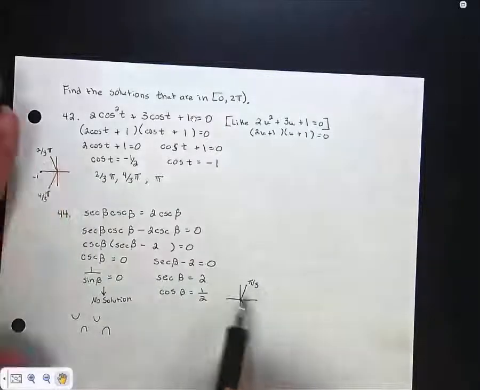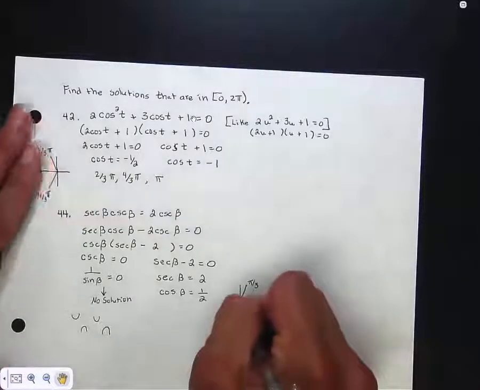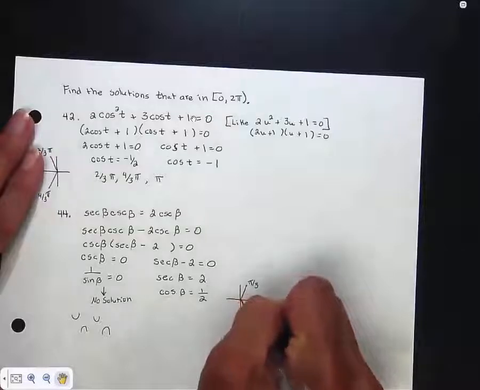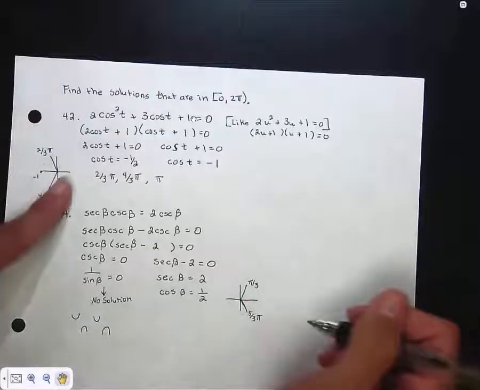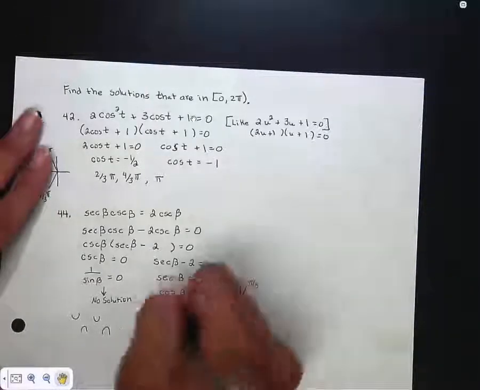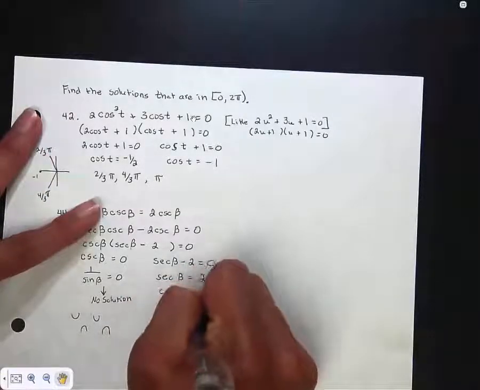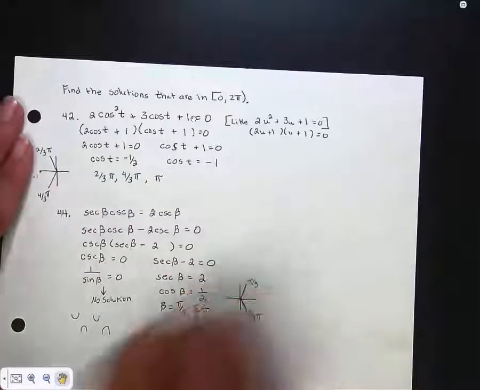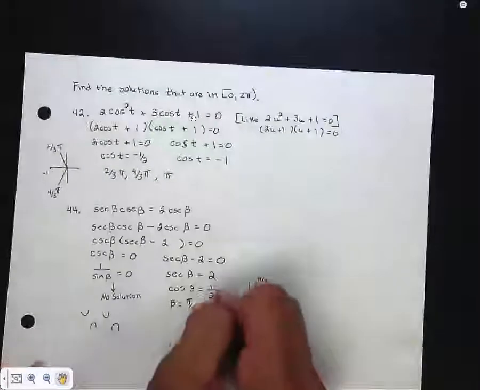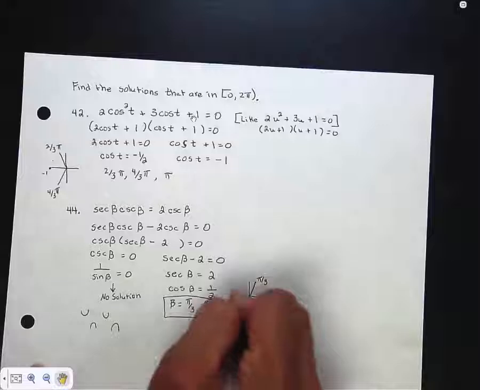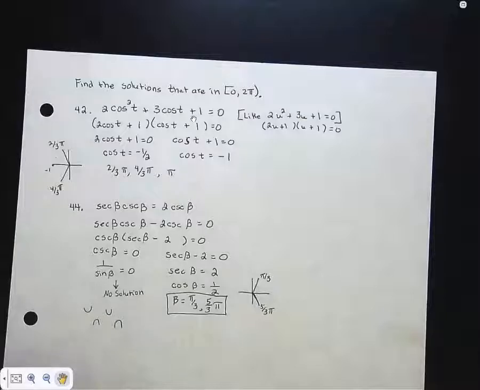In the first quadrant, pi over 3. And in the fourth quadrant, 5/3 pi. So this equation has two solutions. Pi over 3 and 5/3 pi. Those are the only two solutions to this equation because the other equation did not have a solution.